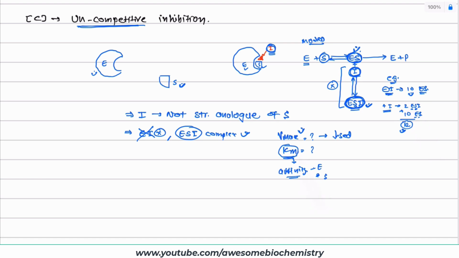And whenever affinity is increased, that means Km is decreased. If you remember, higher Km means low affinity of substrate towards the enzyme, and lower Km means higher affinity, right? So this is the picture which we observe in uncompetitive inhibition. Now, why do we call it uncompetitive inhibition? See here, the inhibitor is unable to compete with the substrate. Why unable? Because it actually needs a substrate. Once the substrate binds with the enzyme, then only the inhibitor can bind, right?